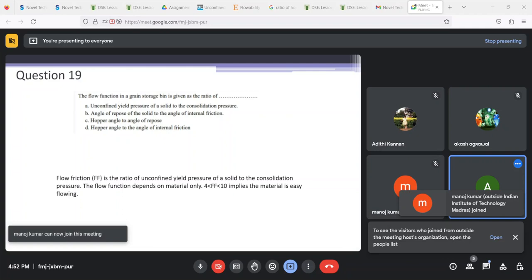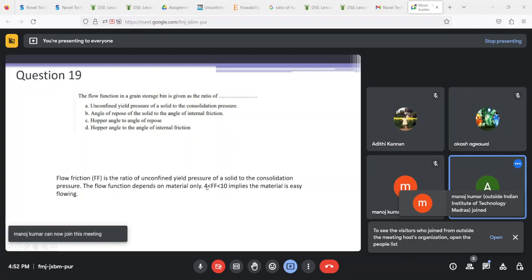So this gives you some idea of the cohesive forces in your grains. And your consolidation pressure is basically your compressive pressure. When you start compressing your grains, the air pockets between them will start reducing, and you'll have a reduction in volume also. This is because of the consolidation pressure. The ratio between these two pressures gives you the flow function. Based on its value, you can have an idea of how easily flowable your grains are. The higher the flow function, the higher the flowability, or the more easily it flows.